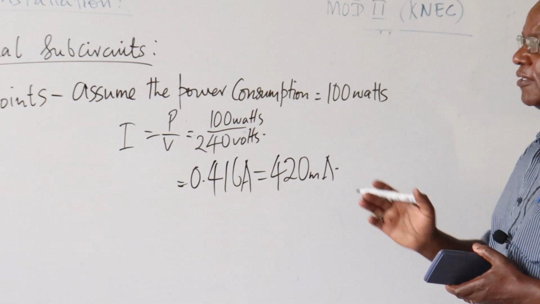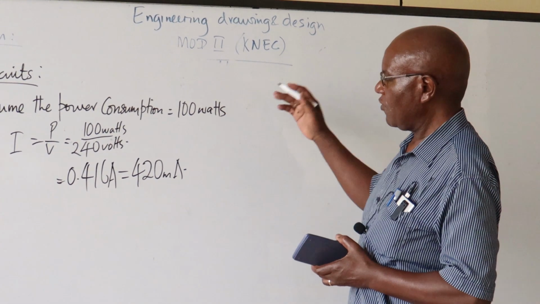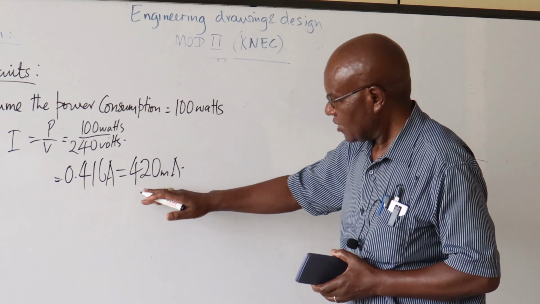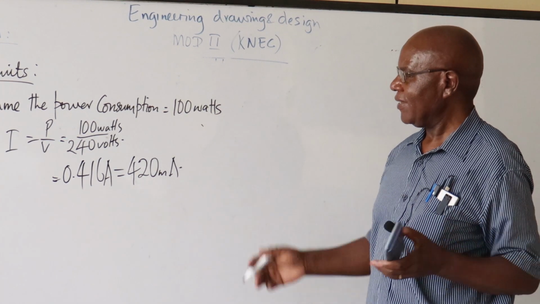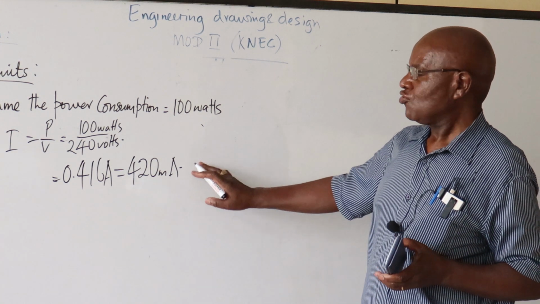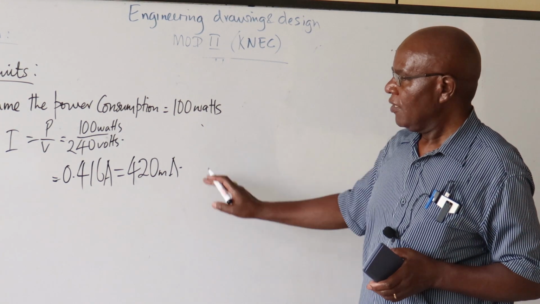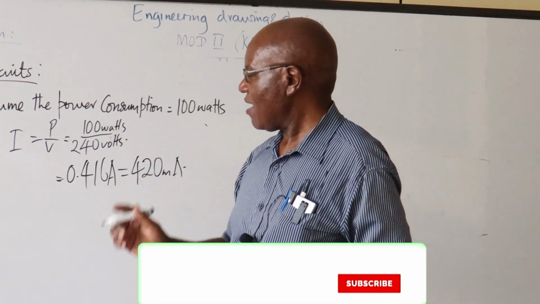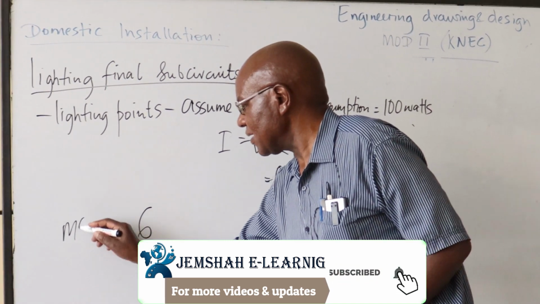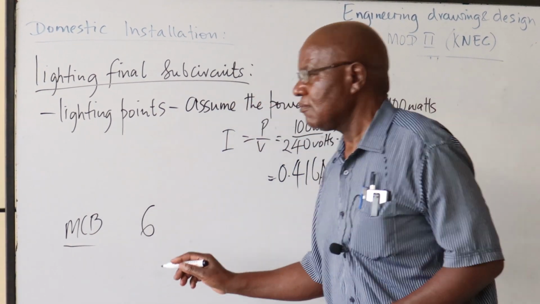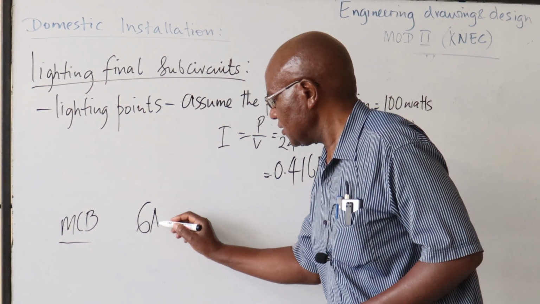Now you remember the current we talked about for the 11 ampere cable used for lighting. That one carries 11 amperes, and this one is 420 milliamperes. So that cable can supply a lot of current, a lot of lamp lighting positions. Now in the market, the smallest circuit breaker we have is one of 6 amperes. I think there used to be 5, but the smallest nowadays is 6 amperes.